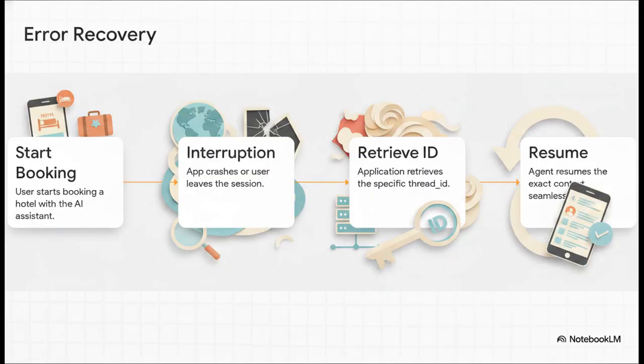To really see why this matters, consider a typical travel booking scenario. Step 1. A user starts booking a hotel with an AI assistant. Step 2. The app suddenly crashes, or maybe the user just gets distracted and closes the session. Step 3, the application simply retrieves the specific thread ID from the database. And Step 4, the agent resumes the exact context seamlessly. Because think about it, if your travel agent forgets your entire hotel request the second you refresh the app, that experience is completely broken. Persistence is the absolute key to making these agents viable for real users.